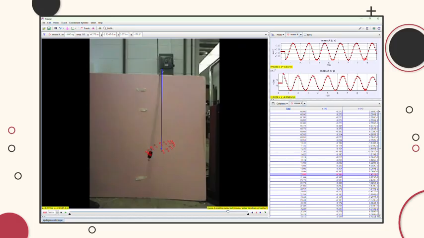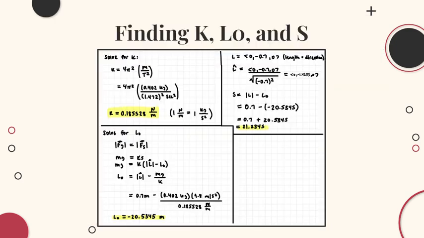For the video analysis in Tracker, I did the point mass and tracked the point mass during its oscillation. Here you can see it swinging back and forth, and then here's the oscillation. You get these two graphs of X and Y data in reference to T, time. From that, we need to solve for K, L naught, and S, because L is given, and that's how you do that.